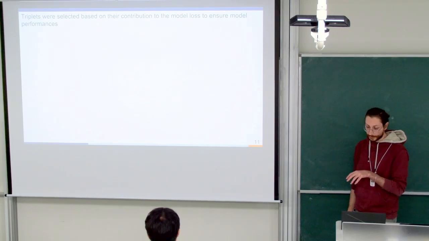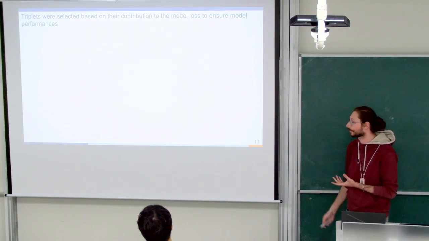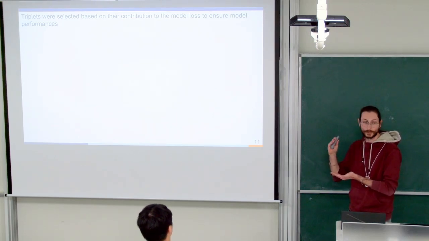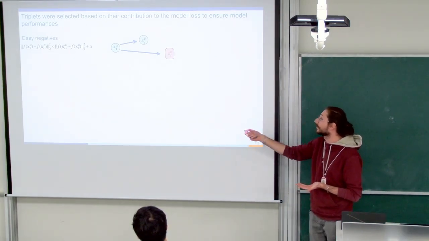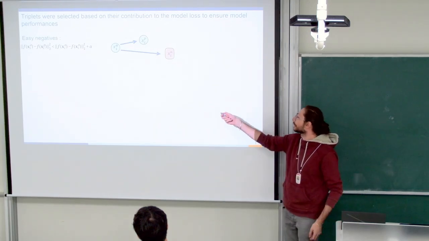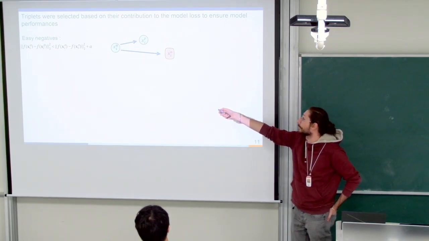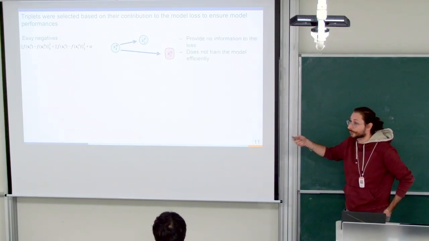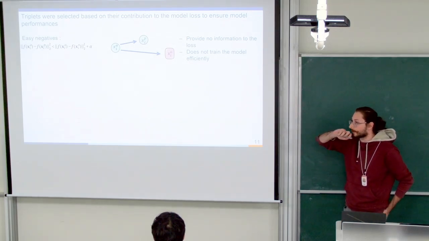There is another filtering step where we want to find triplets that also give a lot of information for us. In this case, the authors will classify the triplets into three different categories. The first one is what they call the easy negatives. In this case, we see that the distance between the anchor cell and the positive cell is really low compared to the distance between the anchor cell and the negative cell, right? So we already satisfy the requirement of the loss function. Thus, this triplet will provide no information to the loss, and it will not train the model efficiently.